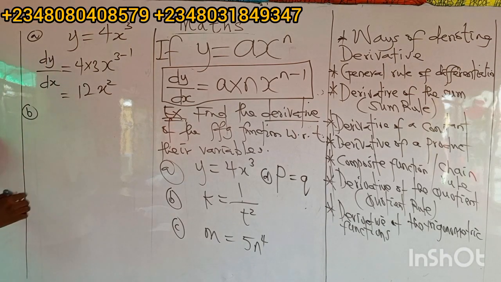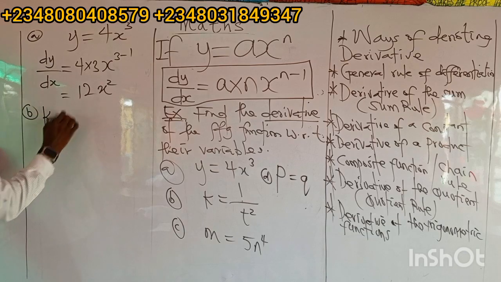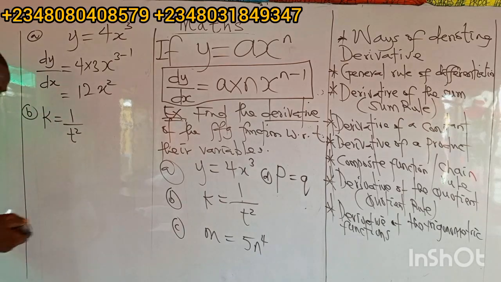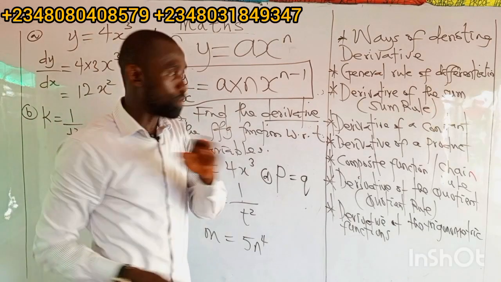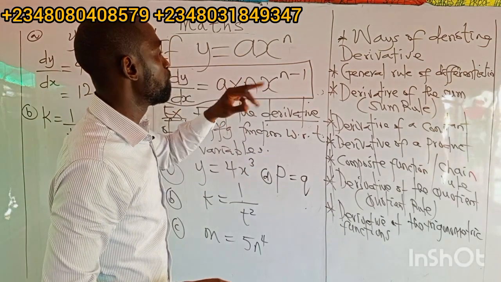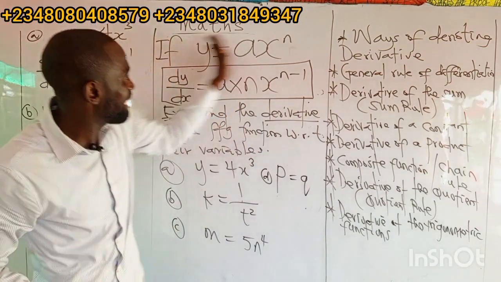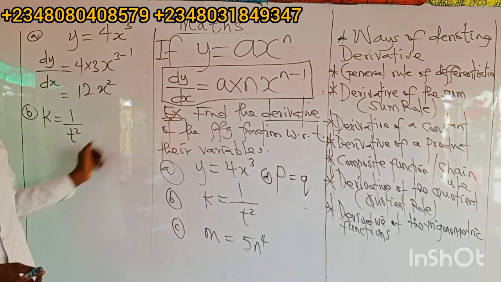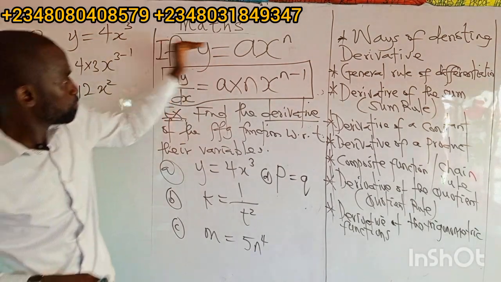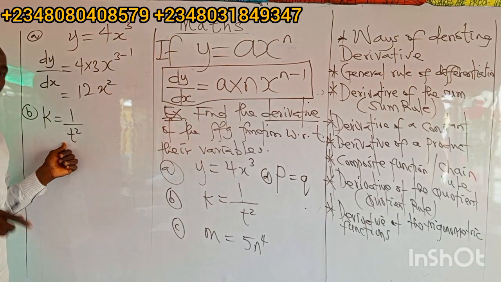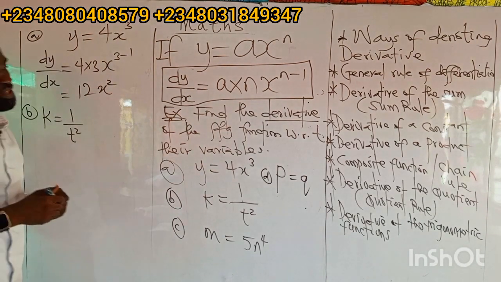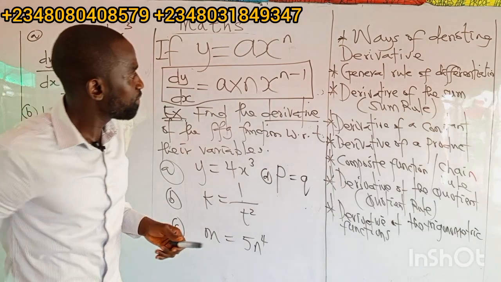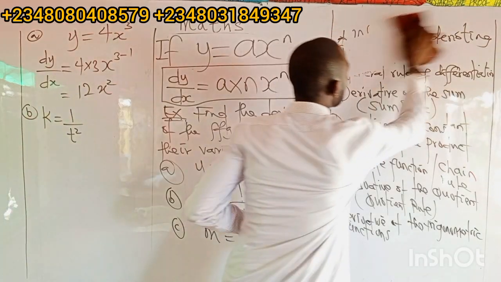Second one, let's go. We have k equals 1 over t squared. Class, now look at this. What can solve questions under derivative? We need the expression to be linear like this. It should be straight, not something like this. Are you with me now? We want to use the general formula, so it should be straight. So this one, from the law of indices, if you recall, one of the laws of indices, we have this.